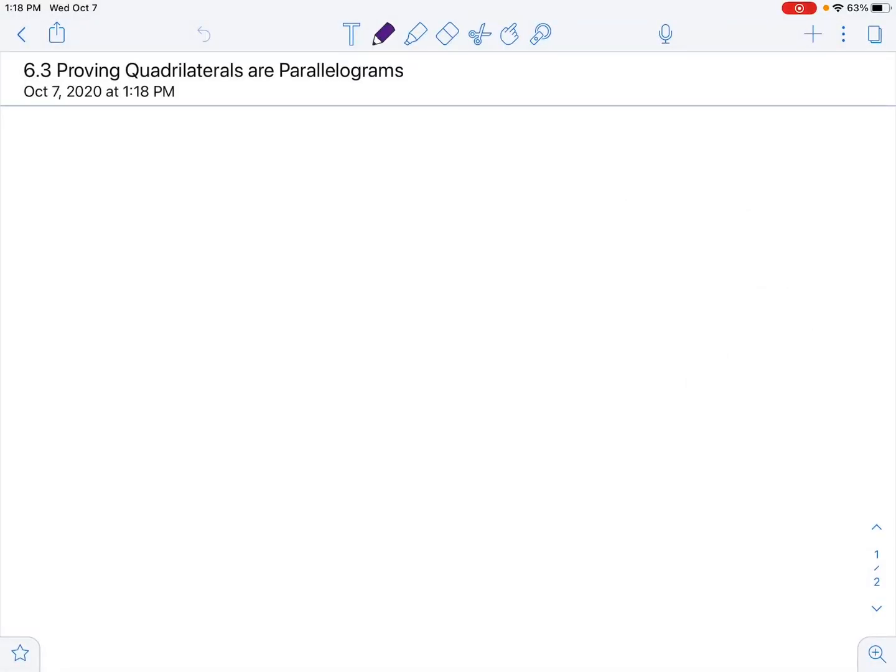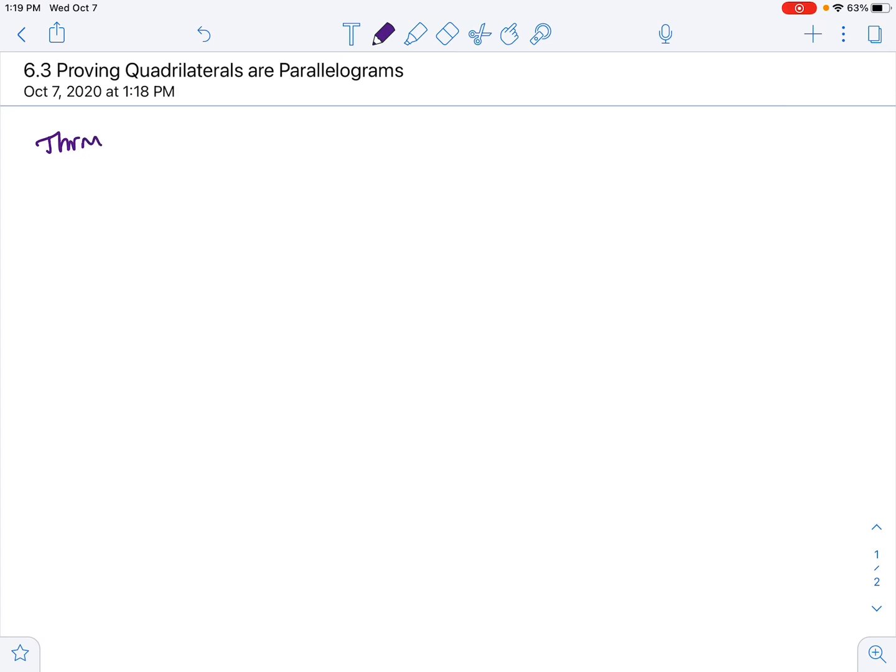This section is going to look a lot like 6.2. Now we're going to be proving that the quadrilaterals are parallelograms. So now we're just flip-flopping, or taking the converse of each of the theorems. Instead of saying, hey, this is a parallelogram, what's that mean? The opposite sides are congruent. Now we're going to say, if the opposite sides are congruent, then it's a parallelogram. So we're just taking the converse, which means we're flipping the hypothesis and the conclusion.